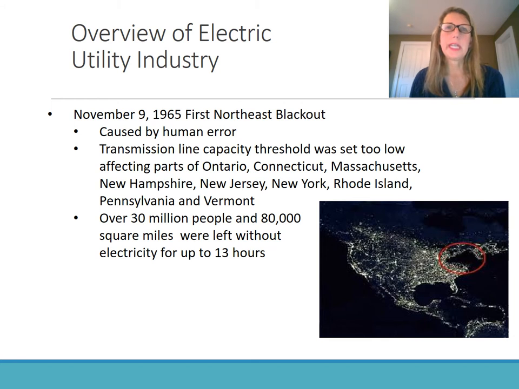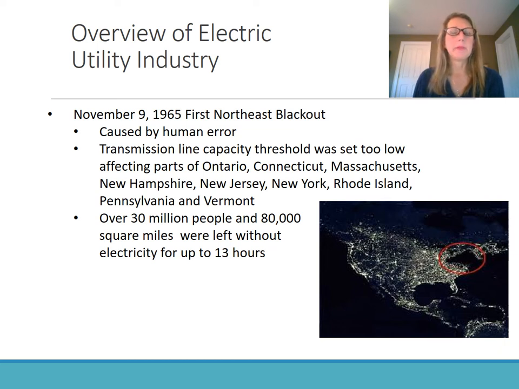So the industry continued to grow. Consumers demanded more electricity, more power plants were built, mergers and acquisitions continued on. Then there was an event that changed the industry. On November 9, 1965 was the first Northeast blackout. It was caused by human error.